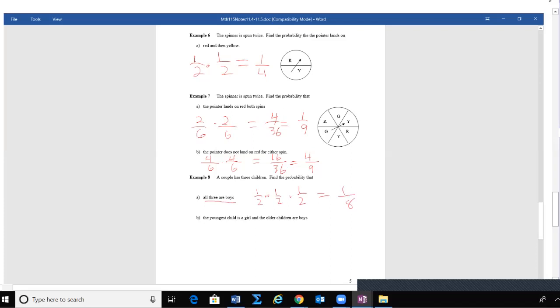What's the probability the youngest child is a girl and the other children are boys? Well, we want boy, boy, girl in that order, from oldest to youngest, where the last one is the youngest. So the probability of a boy on the first child is a half, a boy on the second is a half, and a girl on the last one is also a half. So that's also 1/8.